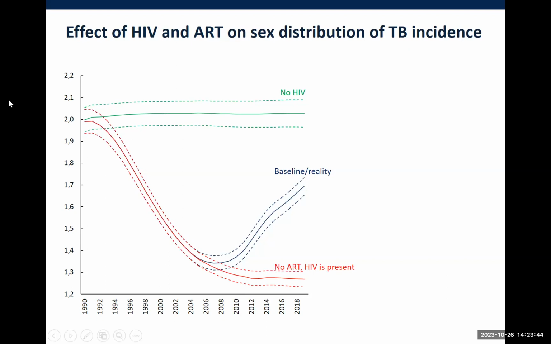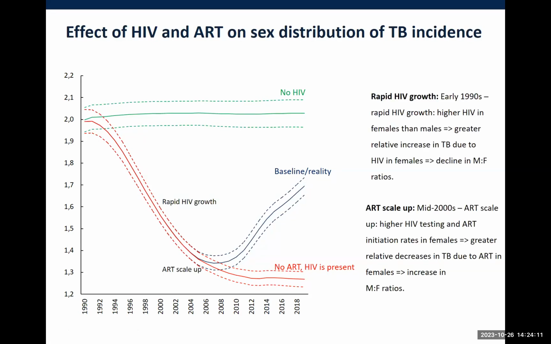And to see if it was due to HIV and ART, we simulated a scenario without ART in the model to see what would have happened. So in the red line, we can see that from the mid-2000s, the trajectory would have continued to go much lower instead of picking up. This is because during the mid-2000s, with the scale-up of ART, females were more likely to be tested and initiate on ART, so they were more likely to benefit from ART, and hence had reduced risks of TB due to HIV.